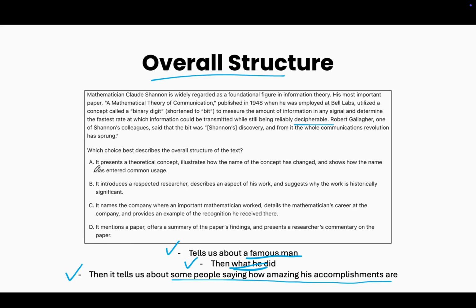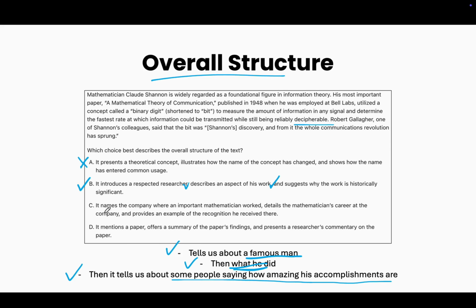Let's look at the choices. Choice A. It presents a theoretical concept, illustrates how. Nope. It first presents a famous man, not a theoretical concept. Choice B. It introduces a respected researcher, yes. Describes an aspect of his work, yes. And suggests why the work is historically significant, yes. Therefore, I think choice B is correct.